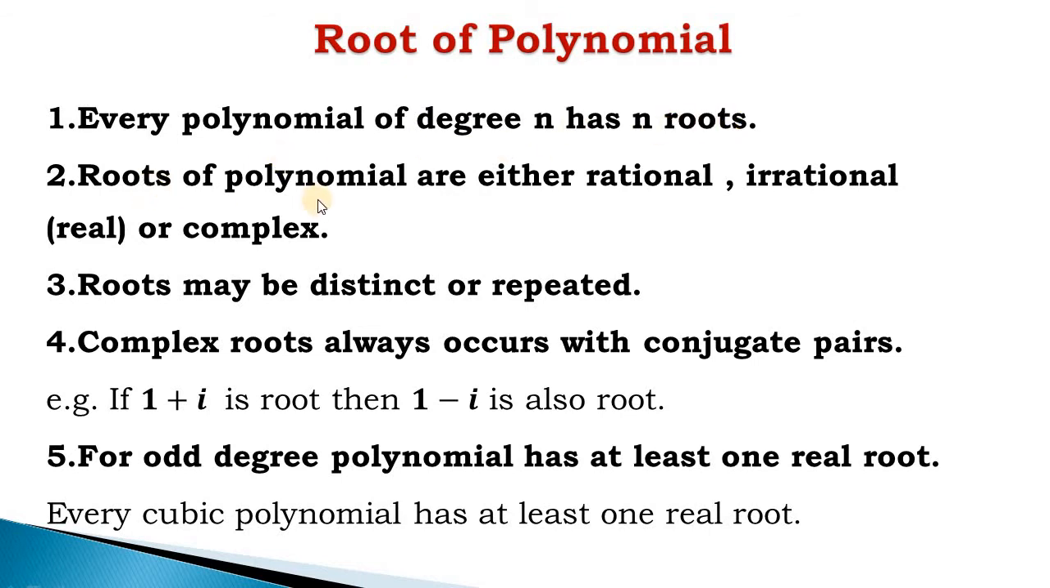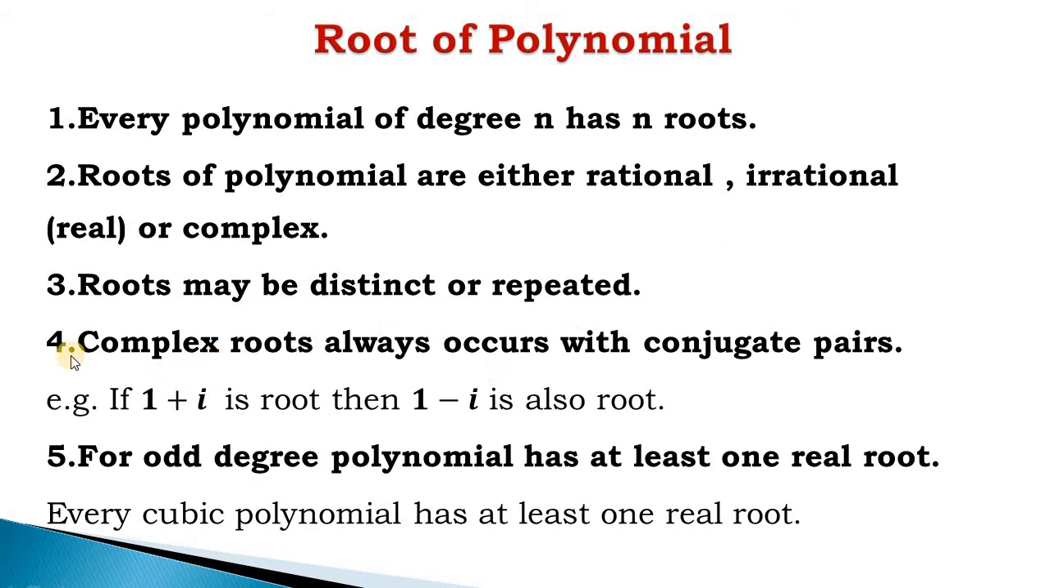Second property: roots of polynomials are either rational, irrational or complex numbers. We saw in the previous example that 2 and 3 are roots, then minus 5 is also a root, then root 2 and minus root 2, which means irrational numbers are roots, and i is a complex number which is also a root. So roots may be rational, irrational or complex numbers. Then some polynomials have repeated roots, and some have distinct roots. Roots may be distinct or repeated.